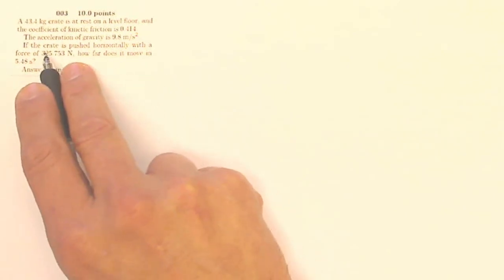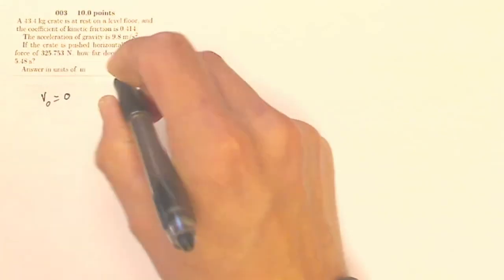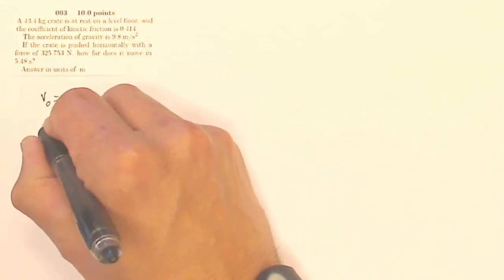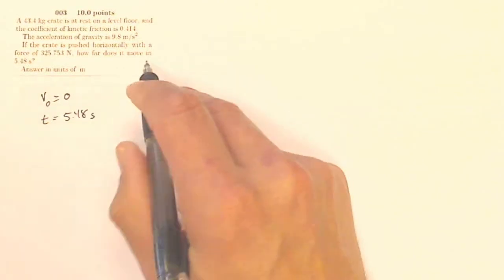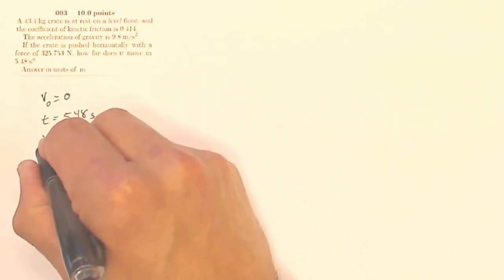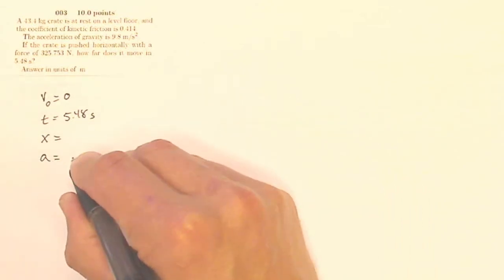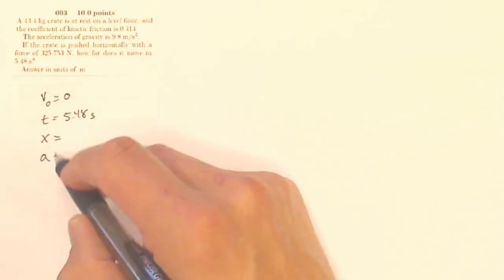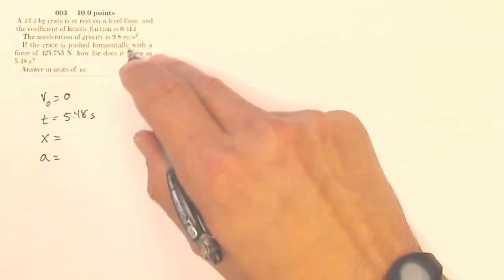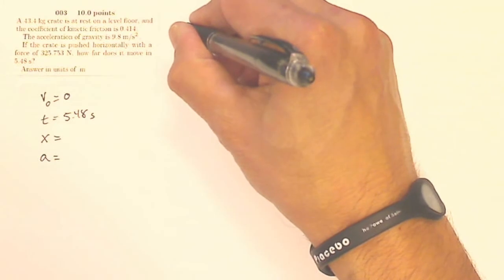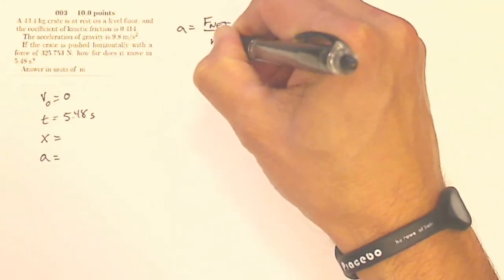So I know that it is initially at rest, so my initial velocity is 0. I know I have 5.48 seconds, so my time is 5.48 seconds. It says how far does it move, so I'm looking for an x equals something. Gee, if only I knew my acceleration, then I could use one of my equations of motion to solve for my distance. Well, I'm going to get my acceleration by using my forces, because my acceleration is going to be my net force divided by my mass.